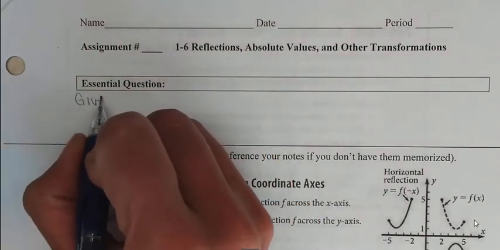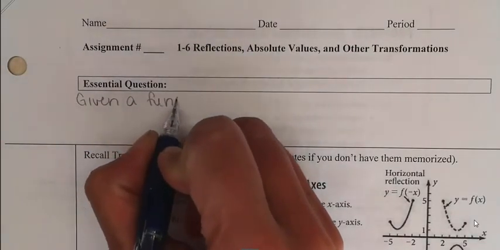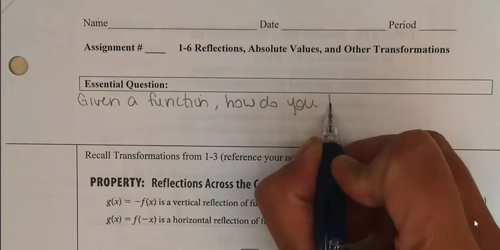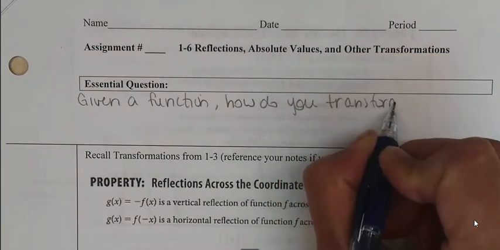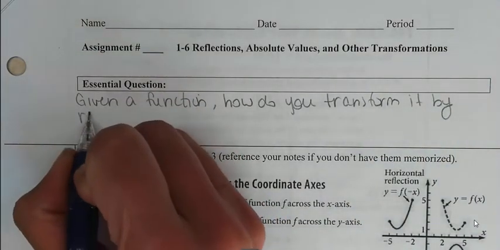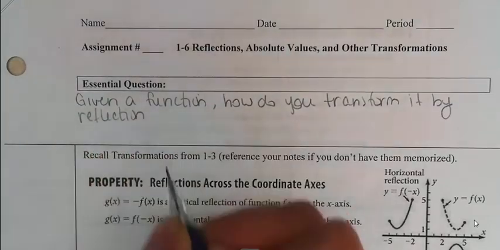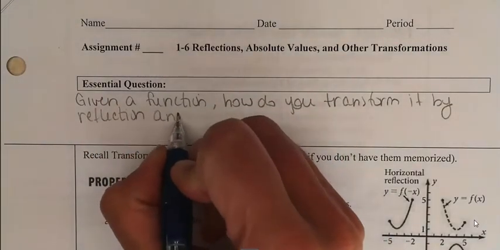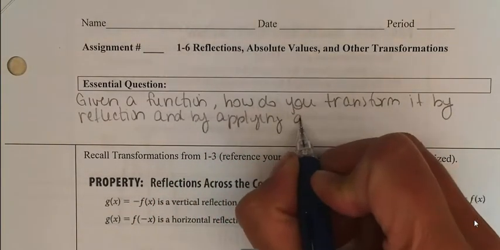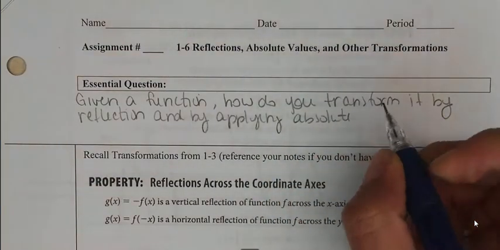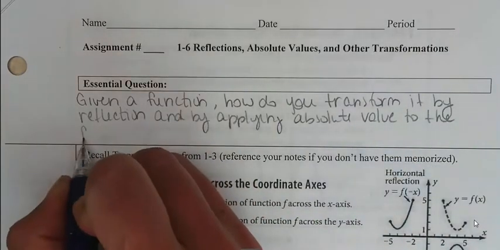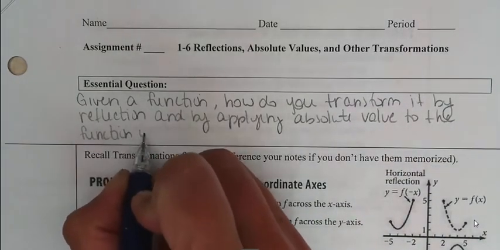Given a function, how do you transform it by reflection and by applying absolute value to the function or its input?